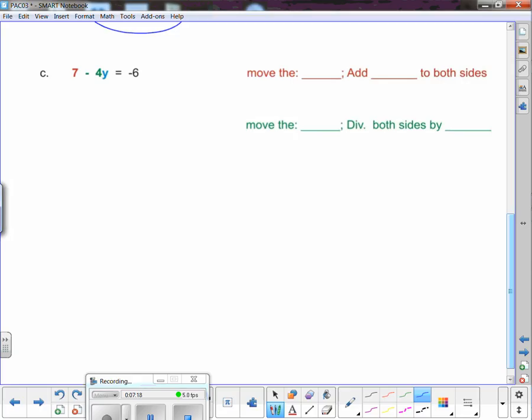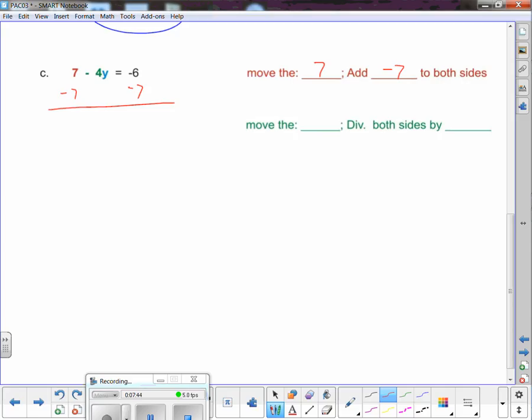Again, you're looking for the side that the variable is on, and you're trying to see if things are both added to and multiplied times a variable. Somebody raise your hand and tell me what you want to move. What do you want to move? Hayden? I agree. And how will you move it, Hayden? I agree. The 7 is added to the variable, so I'm going to add a negative 7 to the left and a negative 7 to the right.